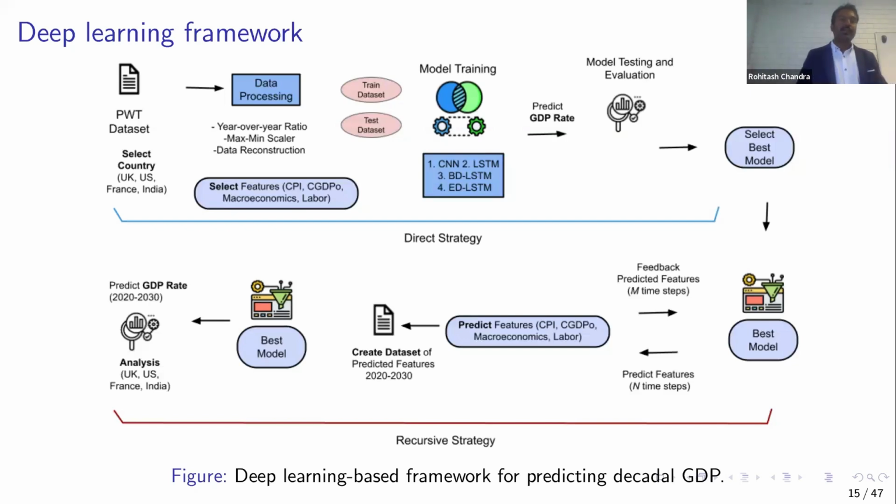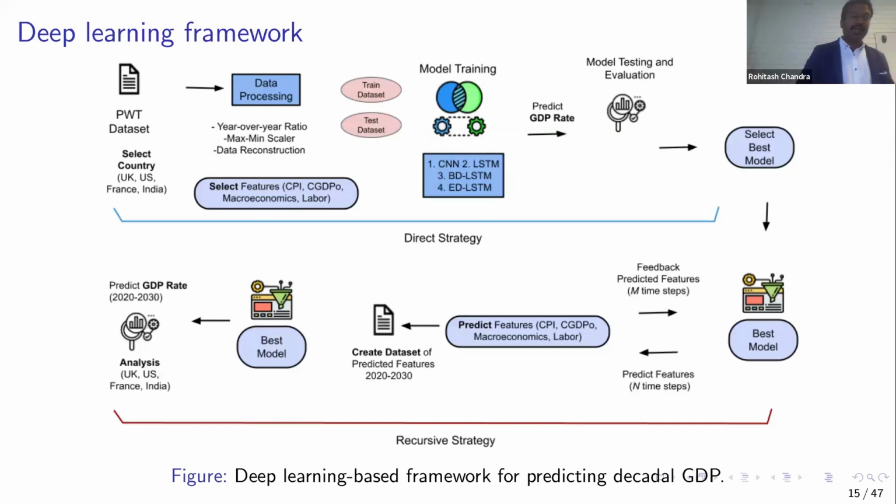So our deep learning framework, by the term framework, what we mean is that we use all these models and give a general setup where the models are evaluated at different stages, and then we want to use the best model later to predict the decade-ahead prediction, right?